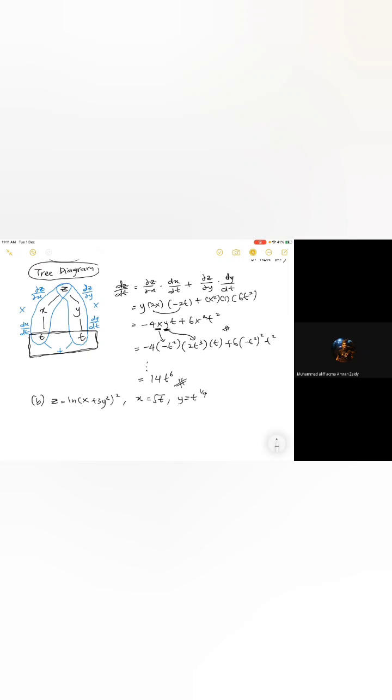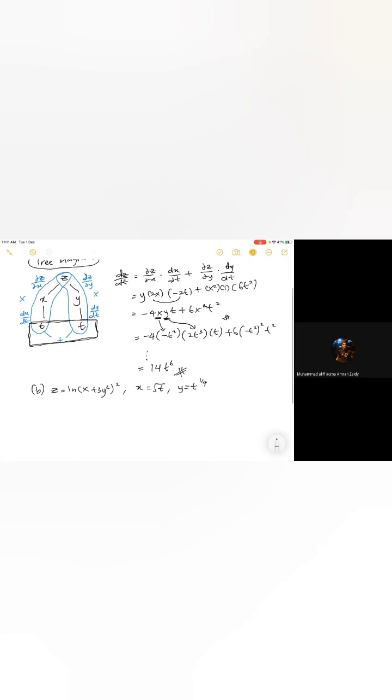Okay, now 1B. So again, the tree diagram. Dia sama macam atas tu. Sebab in Z you have X, Y. In X you only have T, in Y you only have T. So sama macam atas tu. So dz dt pun formula dia mesti sama macam atas. So actually if you can write down this formula, you already get 1 marks for you.